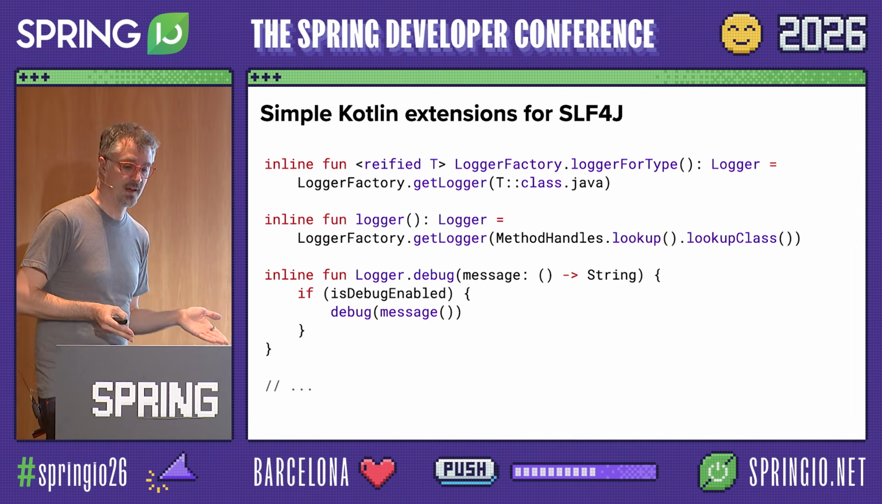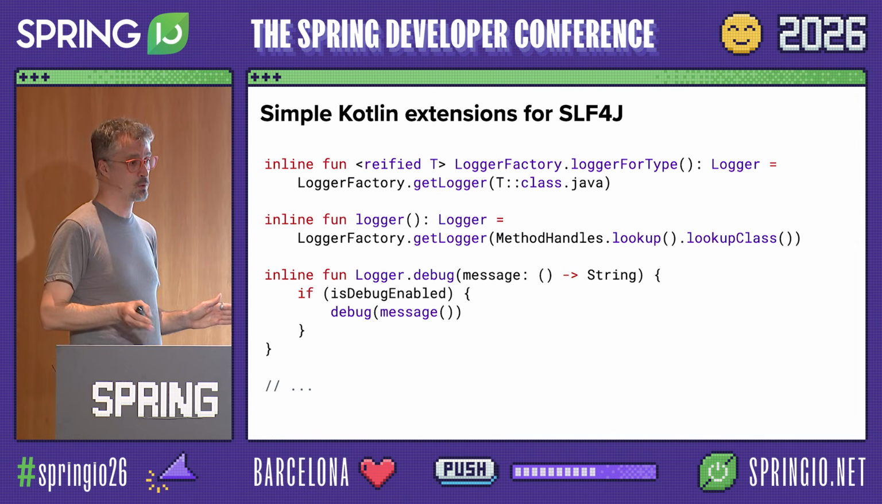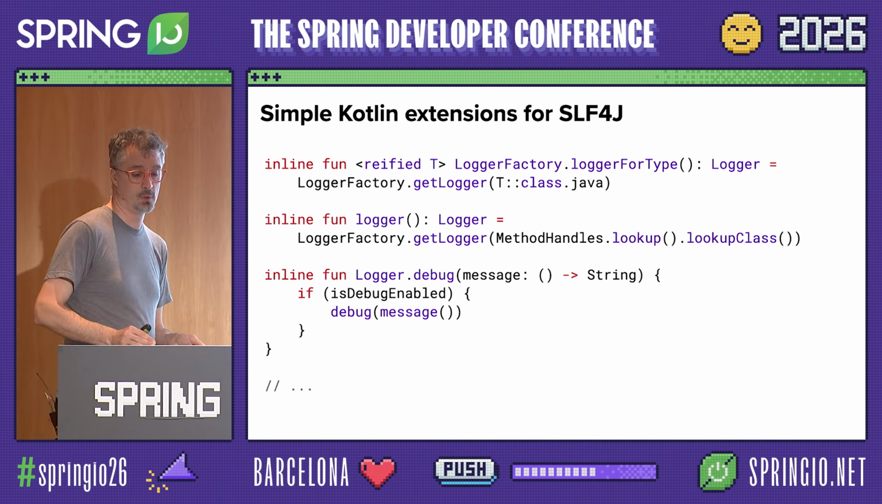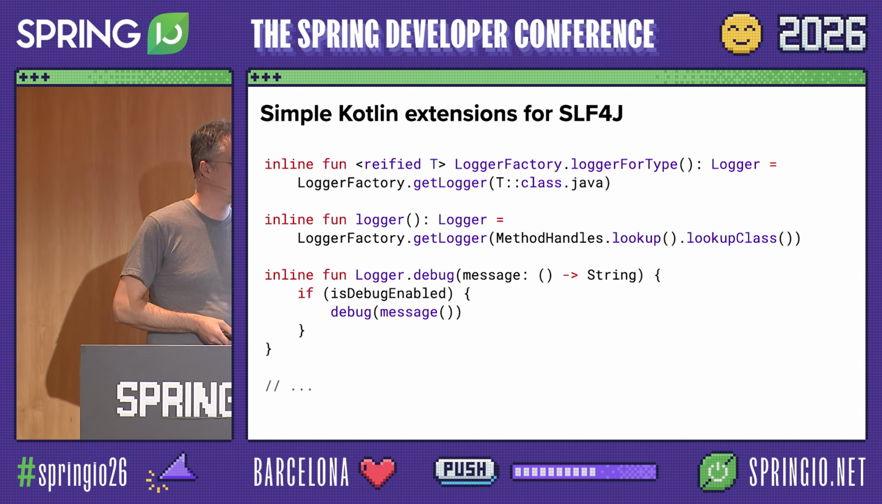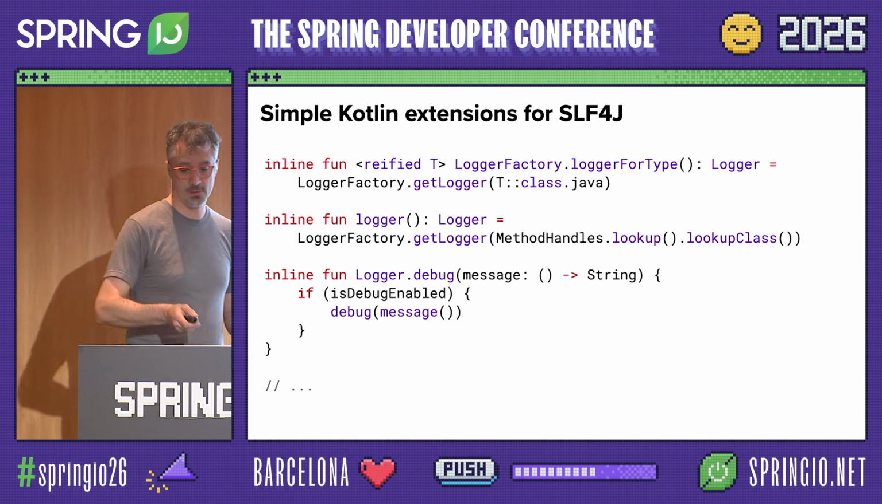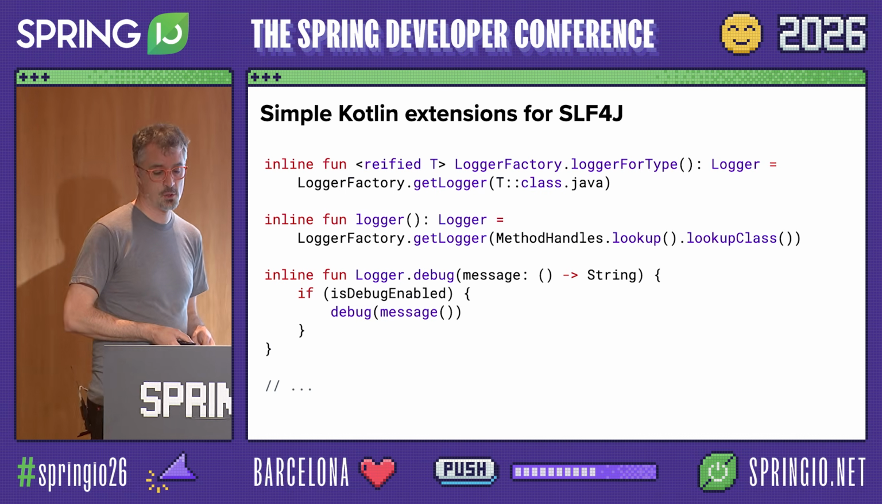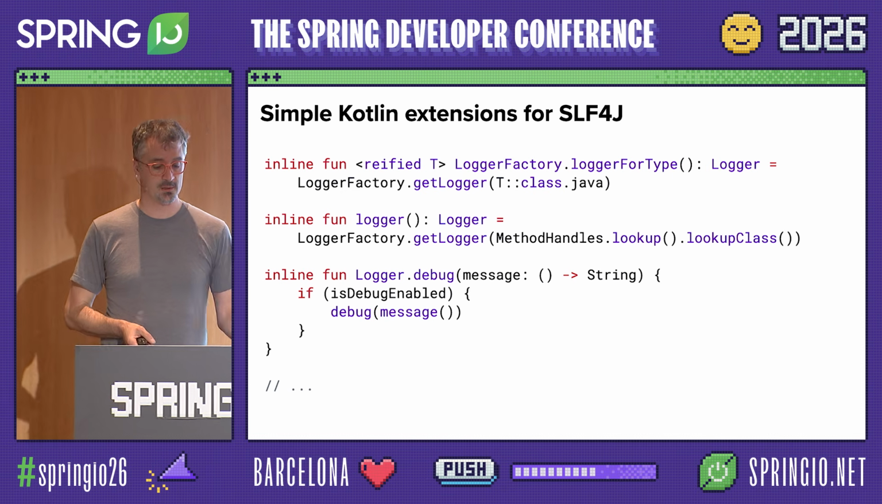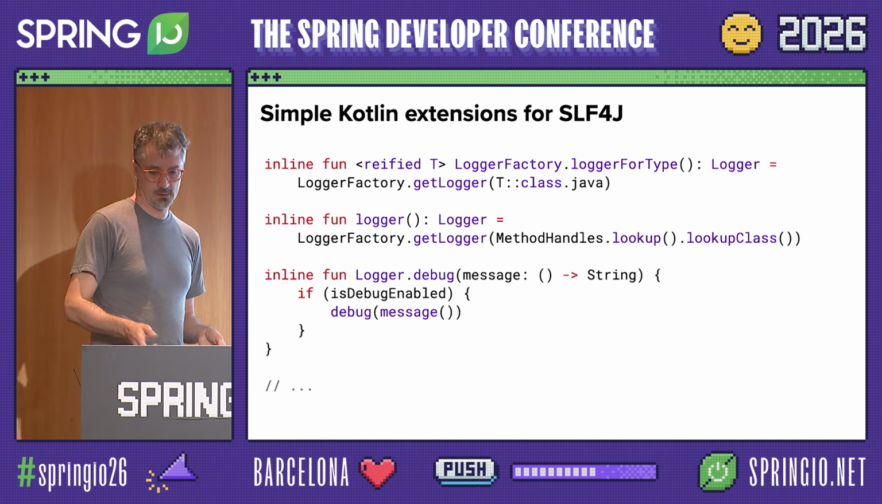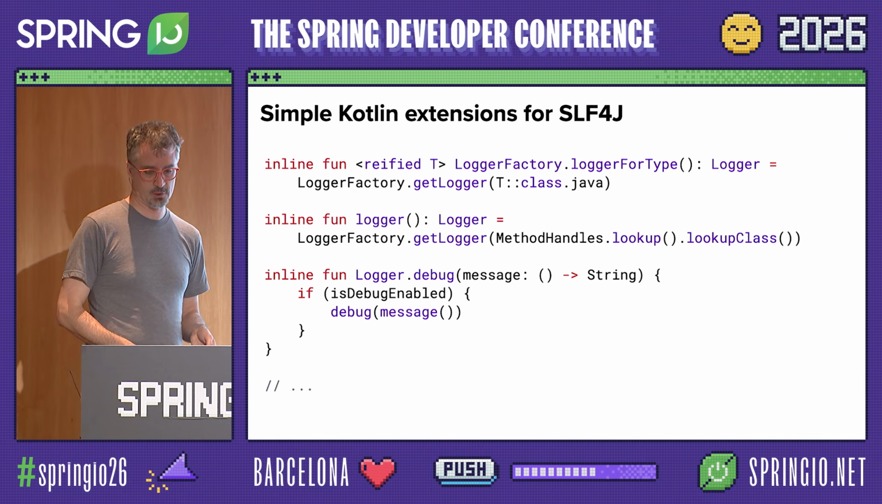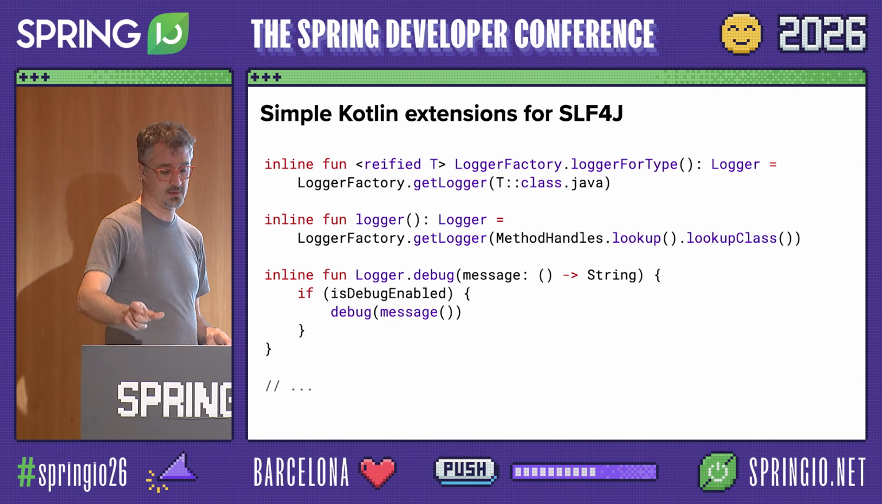So I have not been able to find the perfect thing. What I would advise for now is to introduce this kind of Kotlin extensions for SLF4J in your project. Here I'm providing a very simple logger for type method that is using a reified type parameter with an inline function to basically get a logger of the specified type.